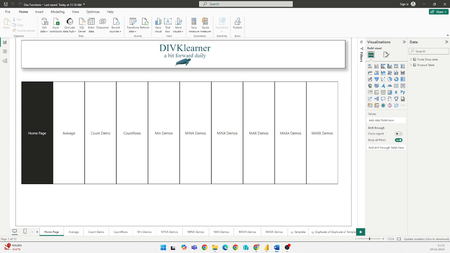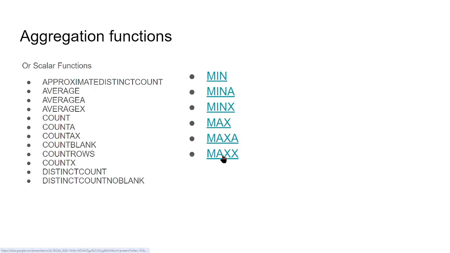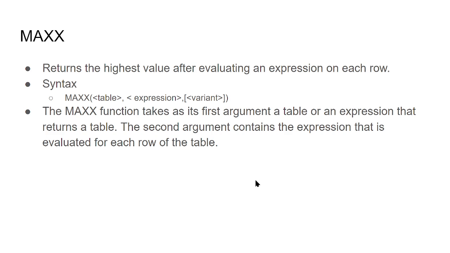Ready? Let's get started. So the first thing, as I was mentioning, we are going to talk about is the aggregate function called MAXX. What MAXX does is give you the highest value after evaluating an expression on each row. The syntax of the MAXX function is MAXX: you write down the table name, you write down the expression, and you write down the variant, if any. The square bracket means it is optional. The MAXX function takes as its first argument a table or an expression that returns a table. The second argument contains the expression that is evaluated for each row of the table.